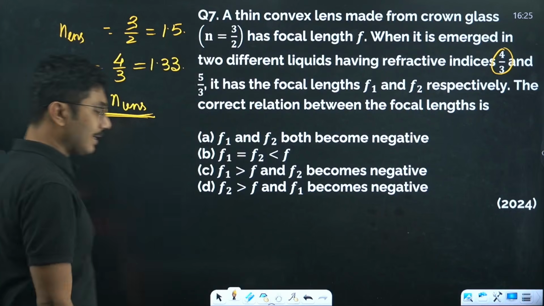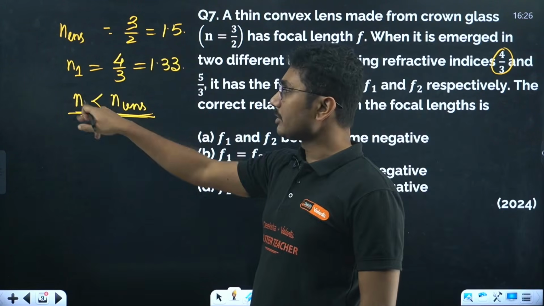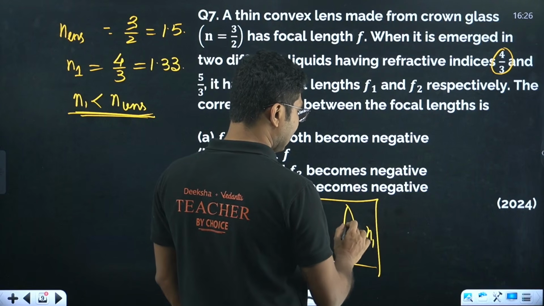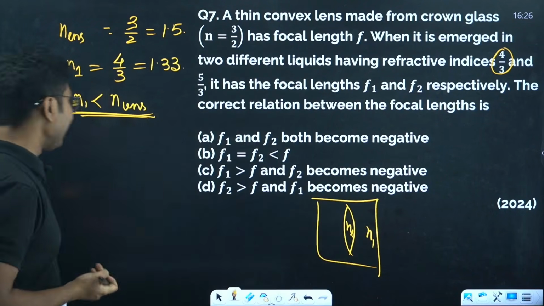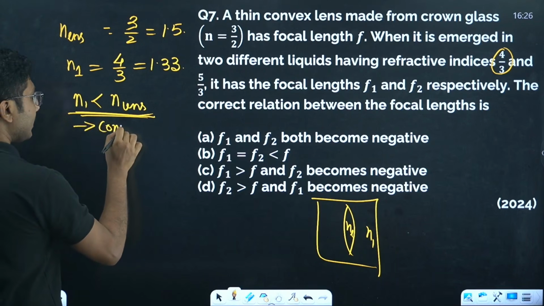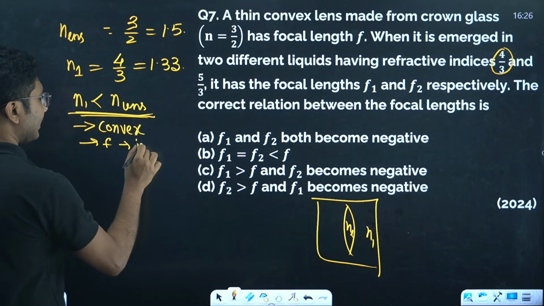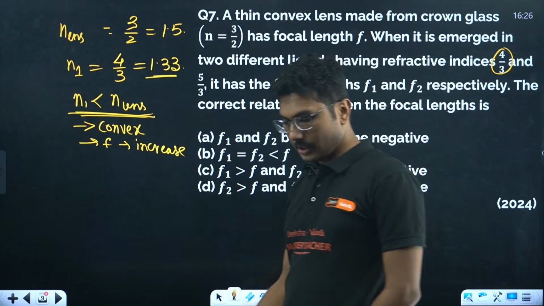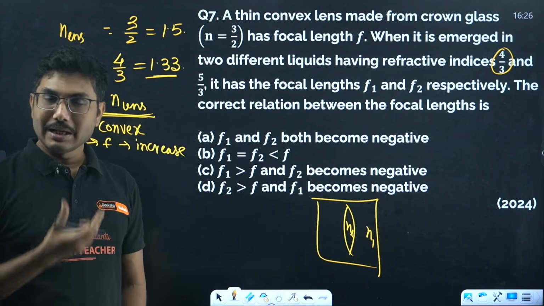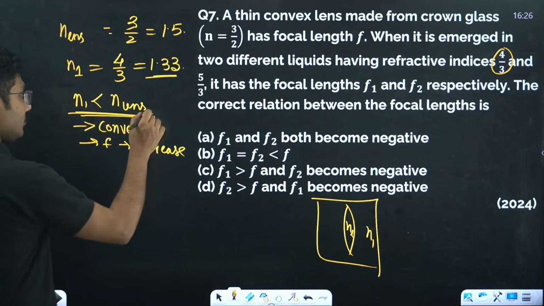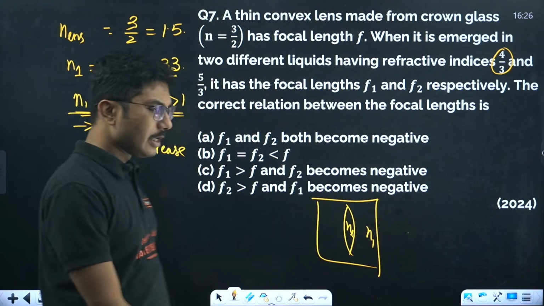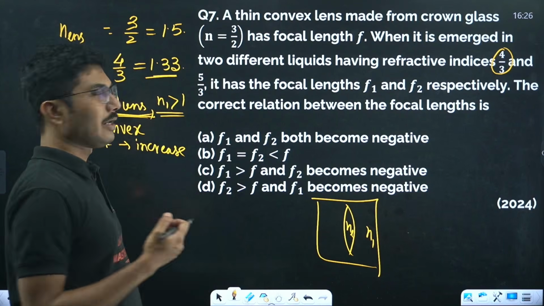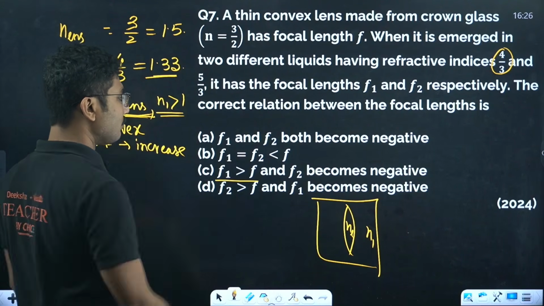Because the refractive index of the surrounding medium is less than that of the lens, when the lens is put in some liquid, it will still remain convex, but the focal length will increase. If the medium's index is less than 1, then the focal length will decrease. But here the refractive index is greater than 1, so the focal length will definitely increase. Remember that: if n1 is greater than 1 and less than n lens, it will still remain convex, but the focal length will increase. So f1 is more than f, and this condition is most likely to be correct.